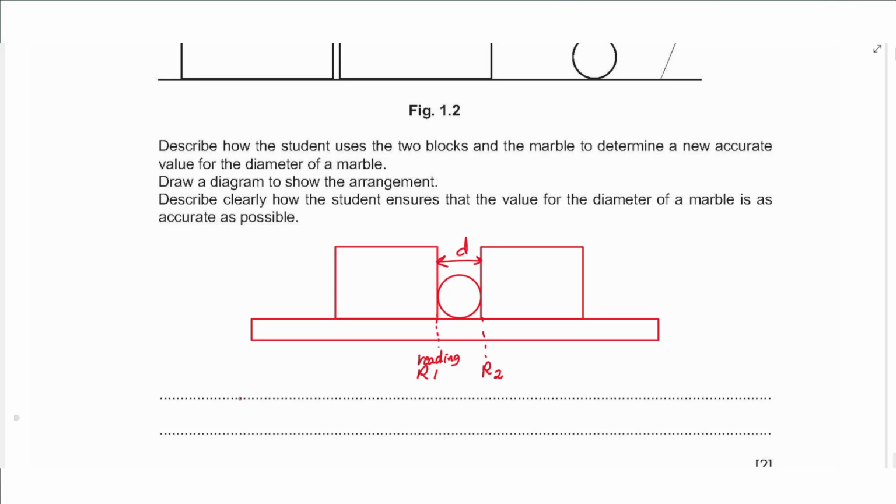We can call it D, and we just say that D is equal to R1 minus R2 or R2 minus R1. Either way, if the 0 is from the left side, it's R2 minus R1. If the 0 is from the right side, it's R1 minus R2.